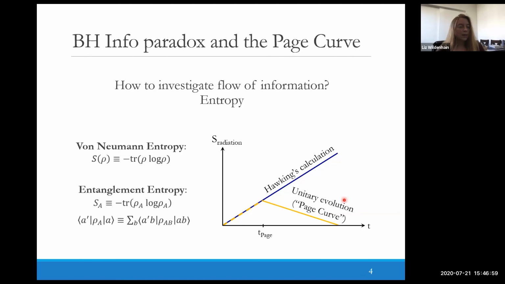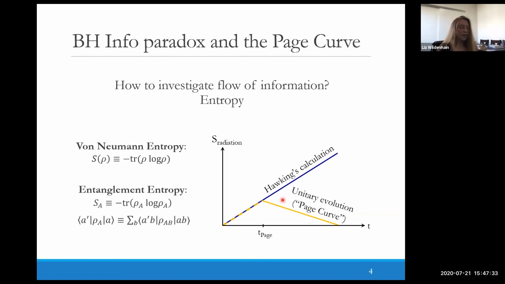But according to unitary evolution of the black hole, at some point the entropy needs to turn around and come back down to zero, so that once all of the radiation has come out, it's again in a pure state. This point at which it turns around is called the Page time, and this curve predicted from unitary evolution is called the Page curve. And the Page time is defined to be the point at which the entropy of the radiation that's come out is equal to the area of the black hole over 4G.